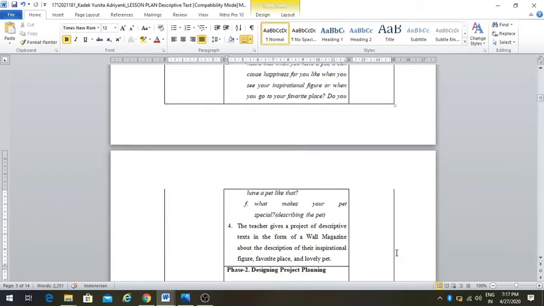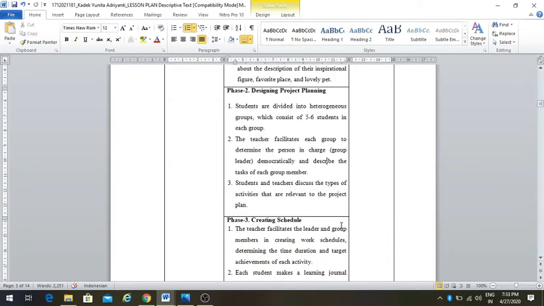So, from those essential questions, the teacher will give a project to the students. The teacher gives a project of descriptive text in the form of a wall magazine about the description of their inspirational figure, favorite place, and lovely pet. The teacher gives a project to students to create a wall magazine which contains a description of their inspirational figures, favorite places, and their lovely pets. So that's about the first phase, which is asking essential questions.